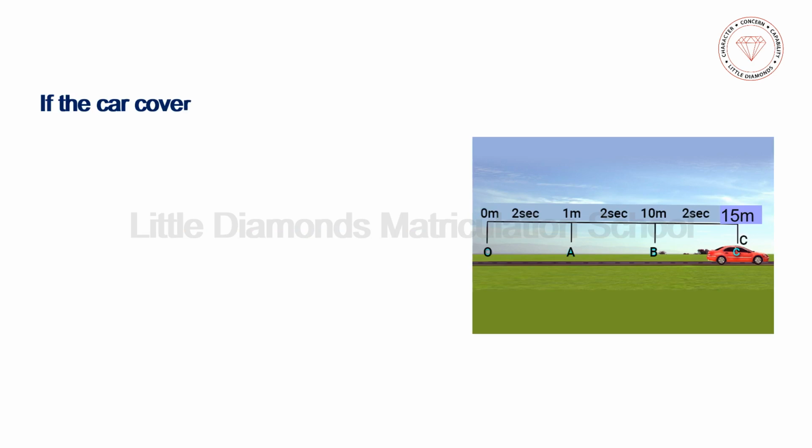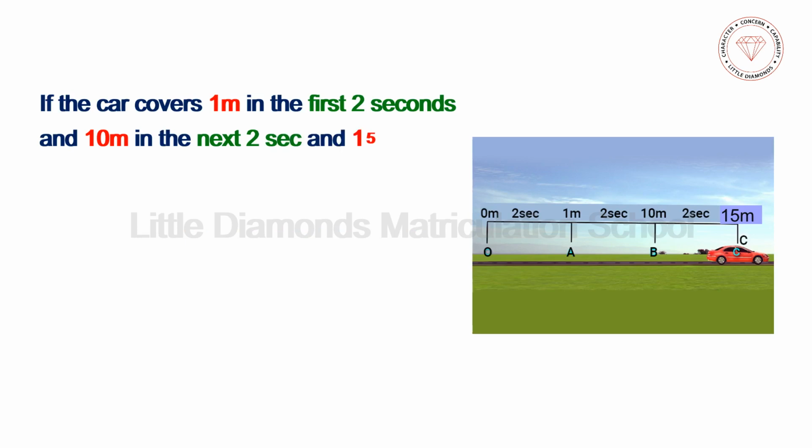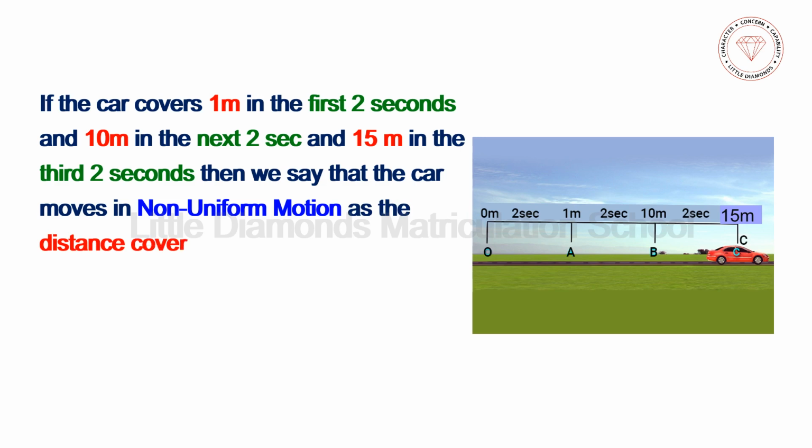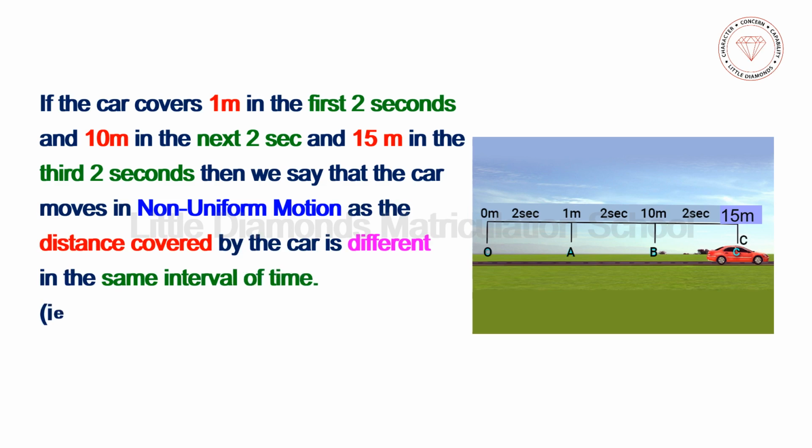If the car covers 1 meter in the first 2 seconds and 10 meters in the next 2 seconds and 15 meters in the third 2 seconds, then we say that the car moves in non-uniform motion as the distance covered by the car is different in the same interval of time, that is 2 seconds.